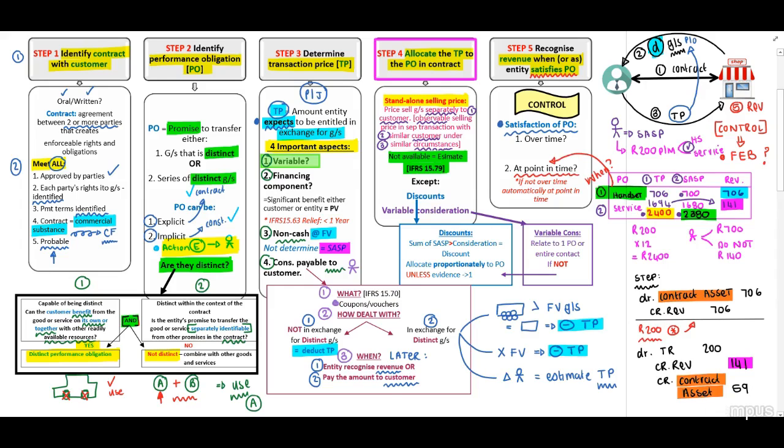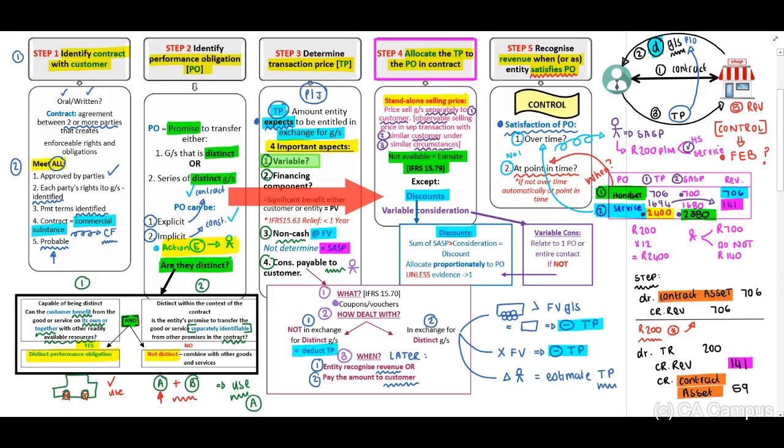Therefore, do you agree with me that this will be at a point in time? When we look at our service, when will the entity satisfy the performance obligation? Over time. Therefore, this will be an ongoing process. Now, the rule in terms of IFRS 15 is you always have to ask yourself the question, is this over time? If the answer is no, then it will be at a point in time. We can now move on to our discounts.